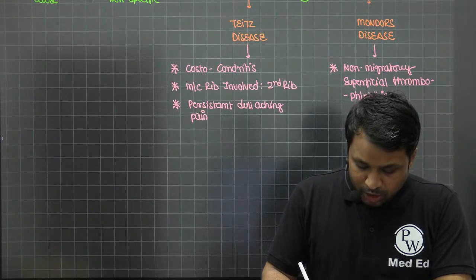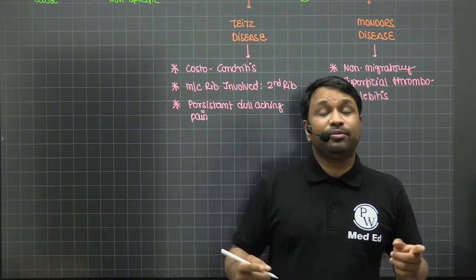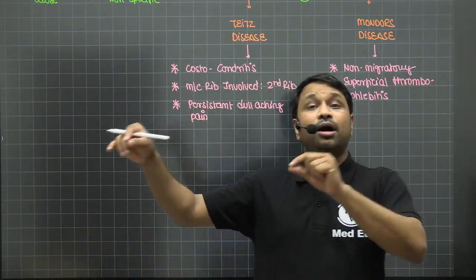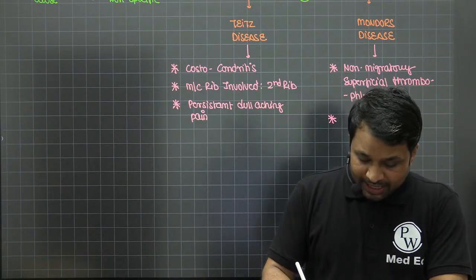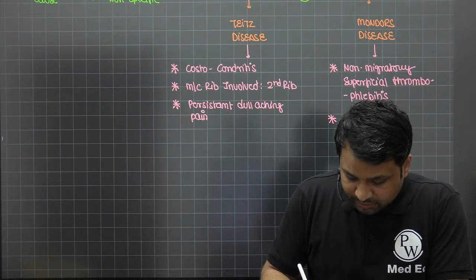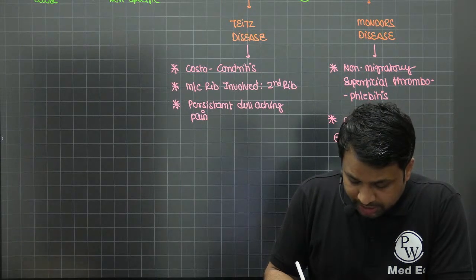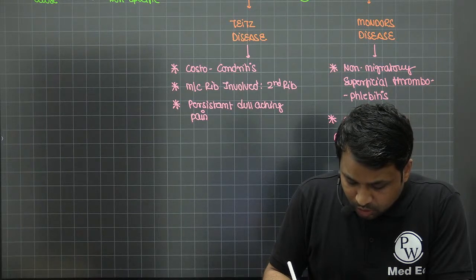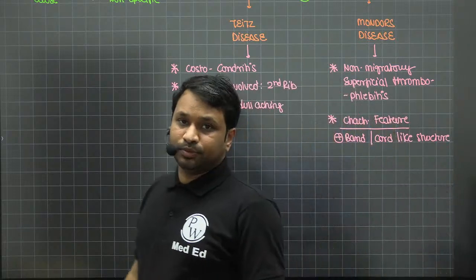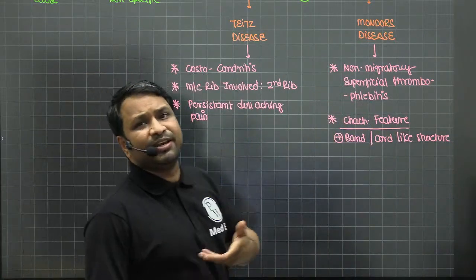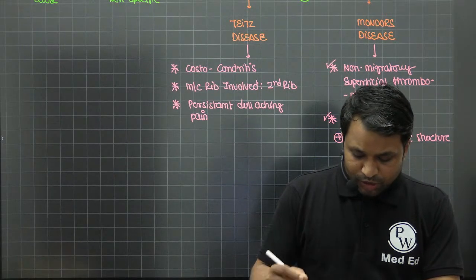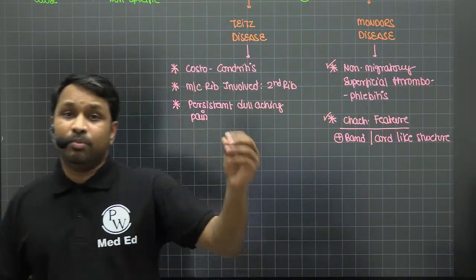Now, because it is going to occur repeatedly, and recurrent inflammation anywhere in the body heals by fibrosis, whichever vein is inflamed is going to get fibrosed and become a band or cord-like structure. So the characteristic feature of Mondor's disease will be the presence of band or cord-like structures. These band or cord-like structures are usually seen in the inframammary region. So it's a non-migratory superficial thrombophlebitis, usually associated with a band-like or cord-like structure because of the fibrosis of the vein.